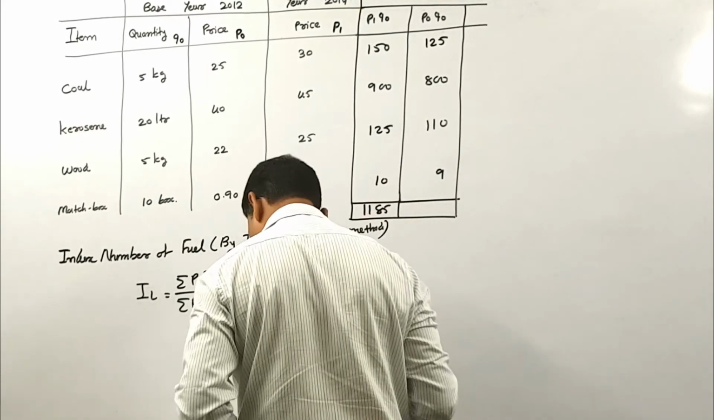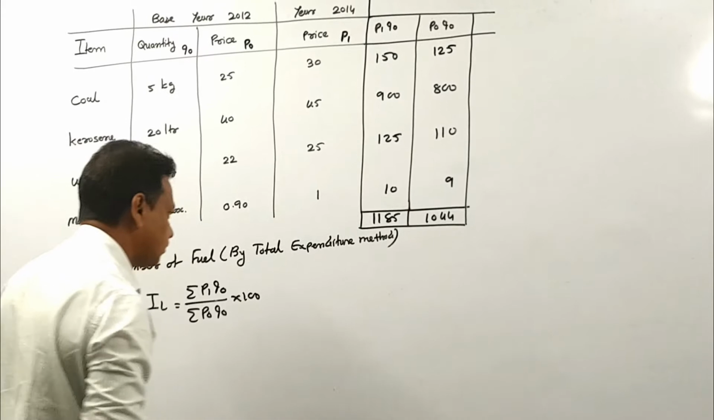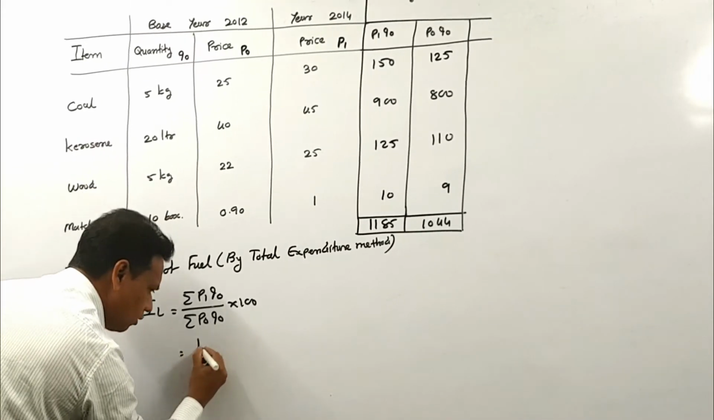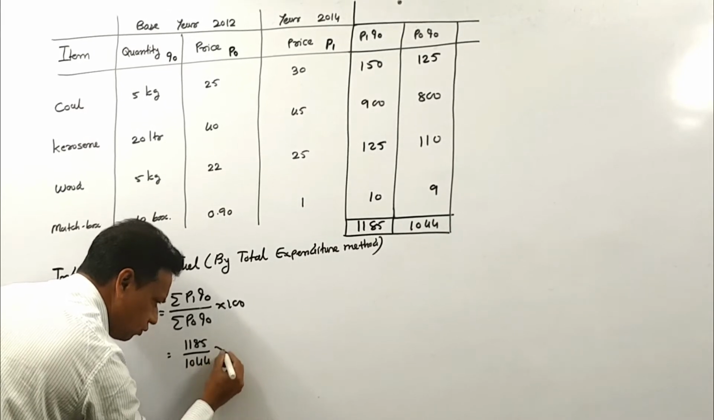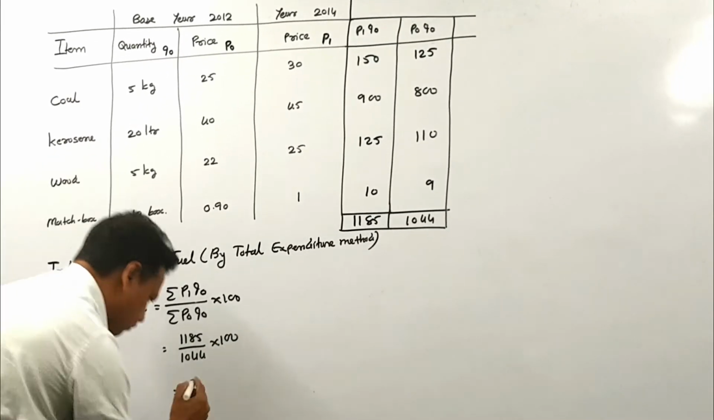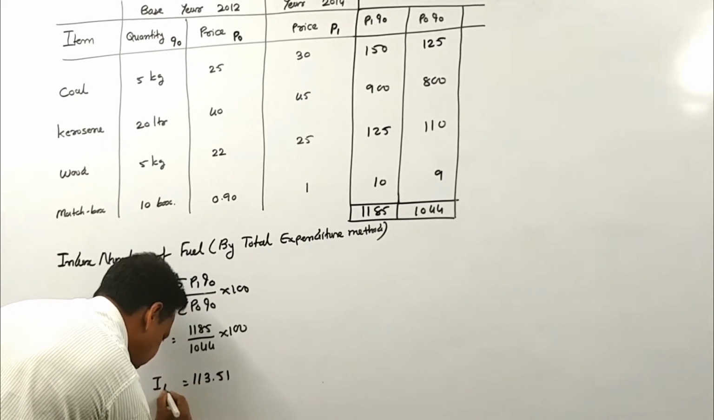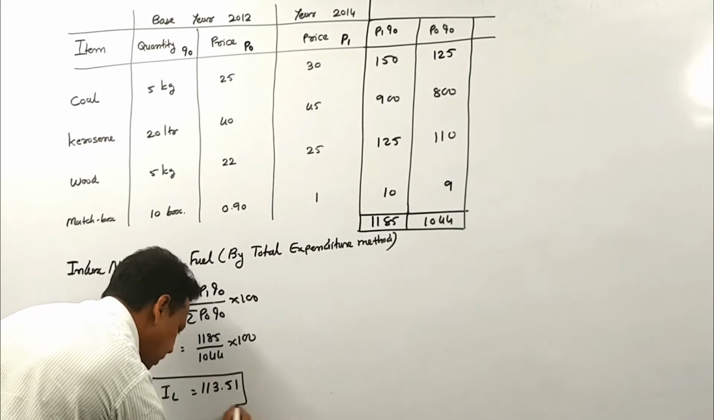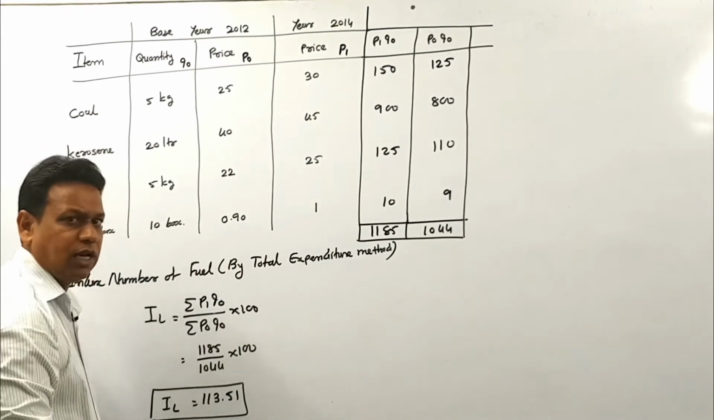The total of this column becomes 1044. So now we mention 1185 divided by 1044 into 100, and our answer is 113.51. This is the index number of fuel by using the total expenditure method.